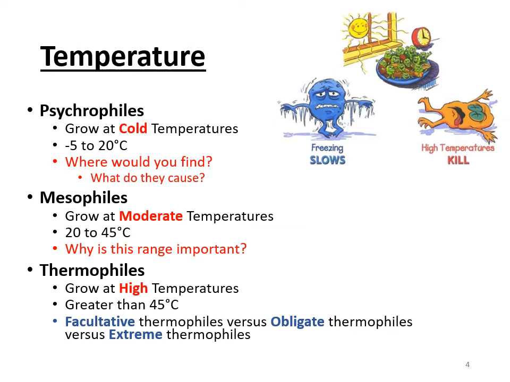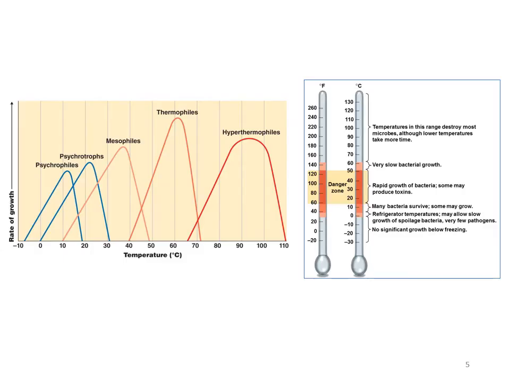Okay, now to help you visualize these, we have a figure on the next slide. When you look at this figure, you can see in order we have the psychrophiles, the mesophiles, and the thermophiles. Now you also see a curve for hyperthermophiles. What do you think those are? Well, those are the extreme thermophiles we mentioned. So when you look at this, it's just to help you better visualize, but you have to understand what's on the previous slide more importantly.